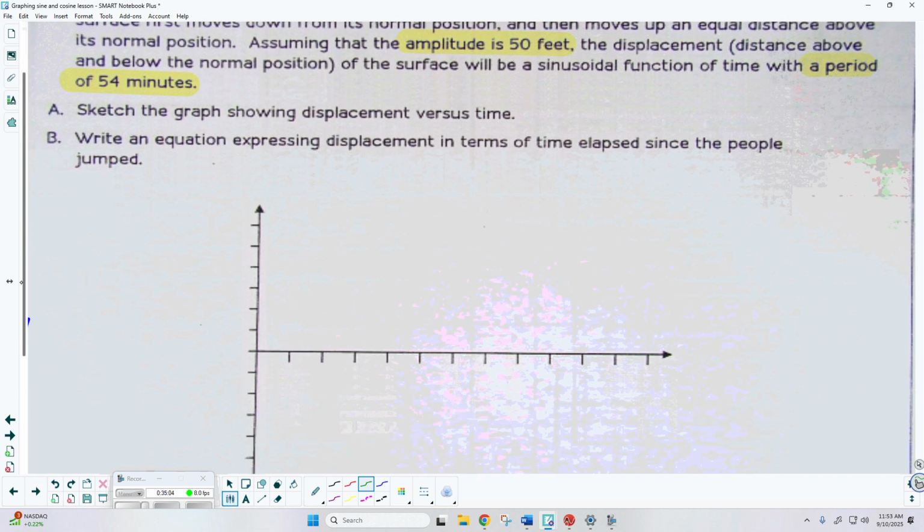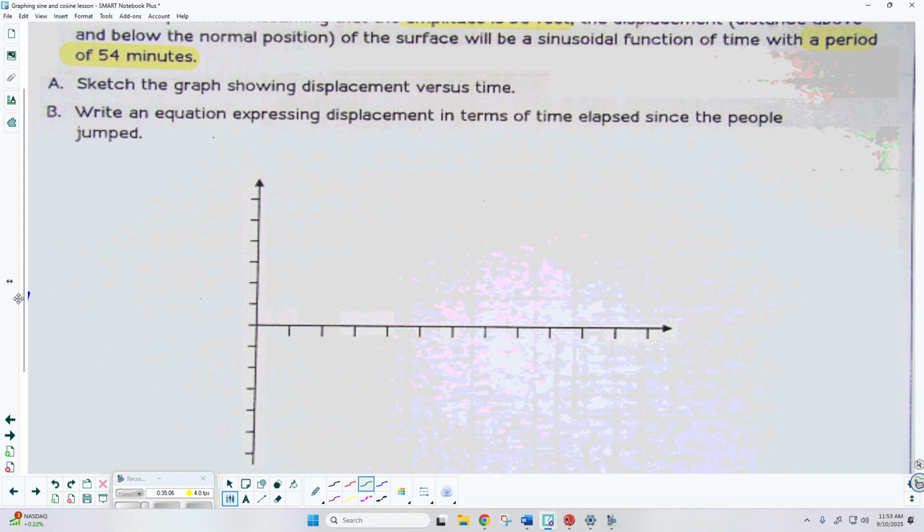So what do you think is going to be better here? Should I go with sine or cosine? Let's go with sine because it starts with the origin, right? Now remember, sine has a period that looks like that. Okay? But think about the scenario, this ridiculous scenario.